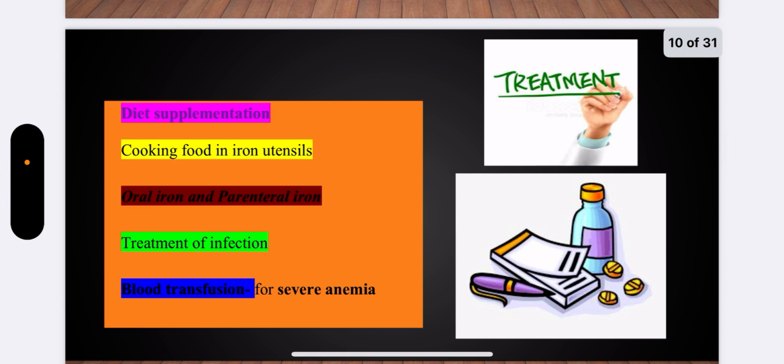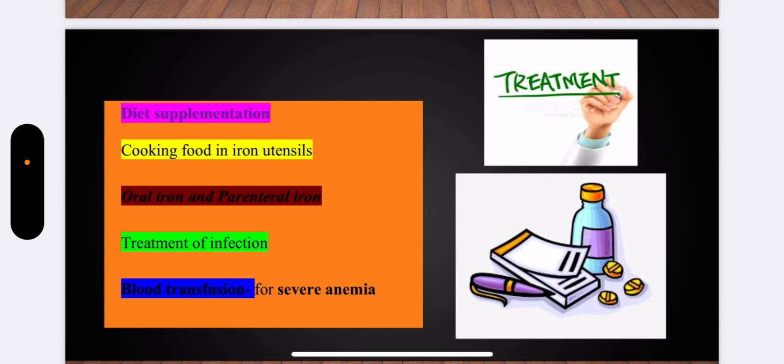Now, how can this condition be treated? First of all, by supplementing diet with iron. If we try to cook our food in the iron utensils, taking oral or the parenteral form of iron, orally we can take ferrous sulfate with elemental iron, parenteral iron like iron dextran, iron sorbitol, iron sucrose. If there is presence of any underlying infection, that can be treated. And lastly, in case of severe anemia, we can go for blood transfusion.